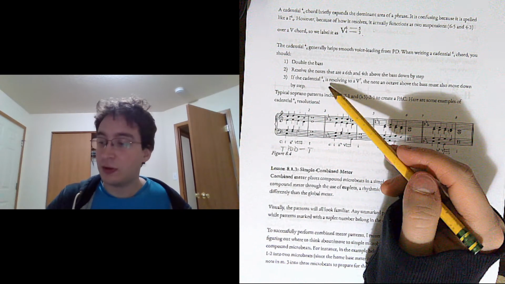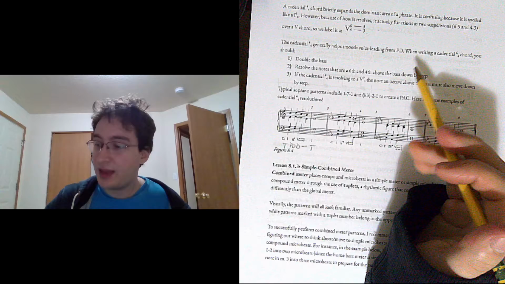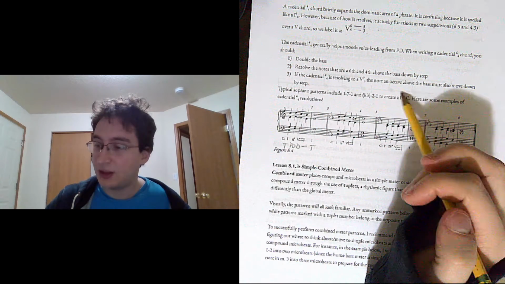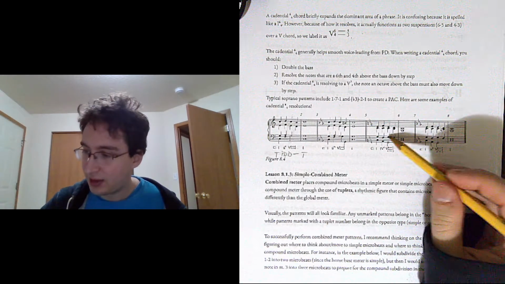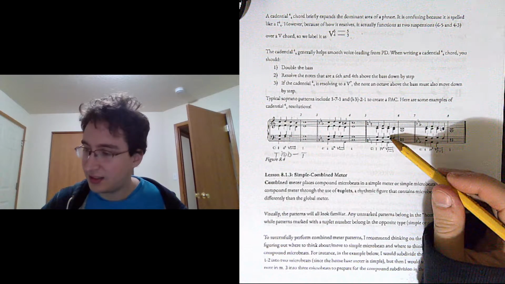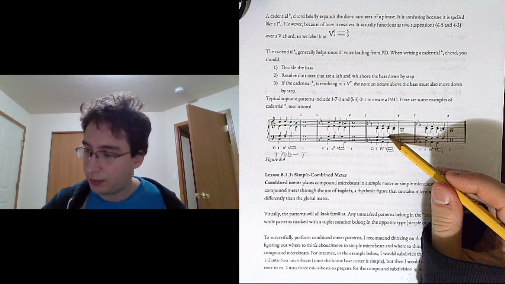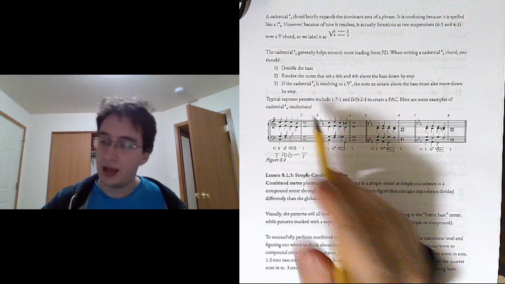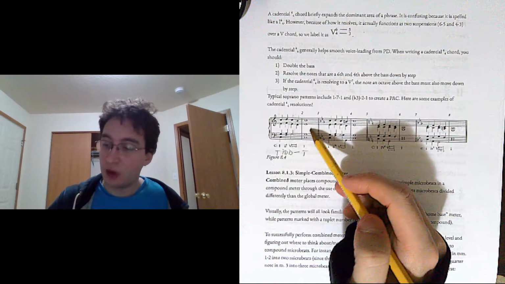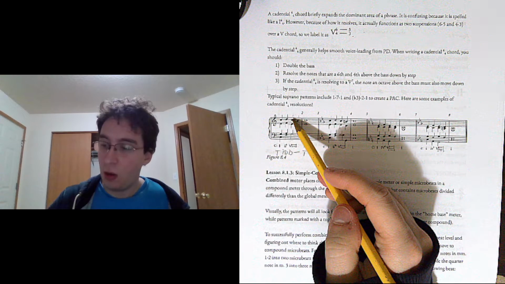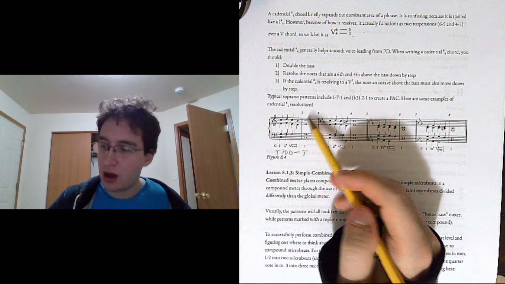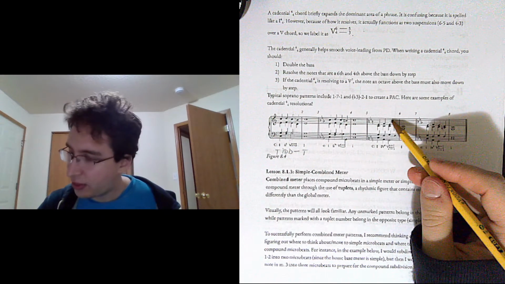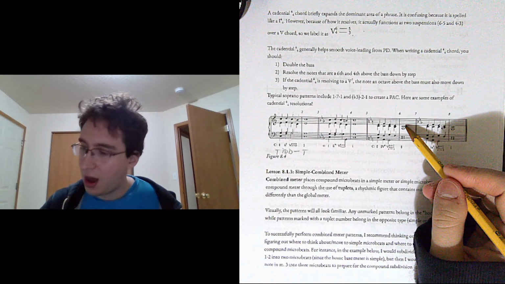If the cadential 6/4 is resolving to a 5/7, then the note that's an octave above the bass also moves down by step, as you see here. So bass is still staying the same, but the note that's an octave above the bass is also moving down by step to get that chordal 7th. Typical soprano patterns over this progression would be 1 7 1 4 3 2 1.